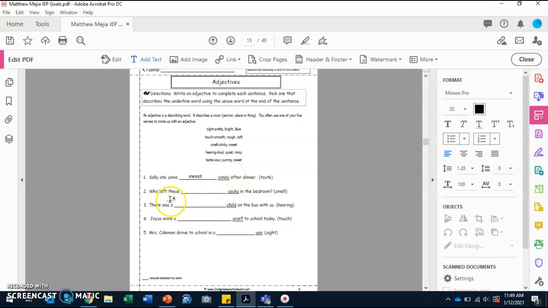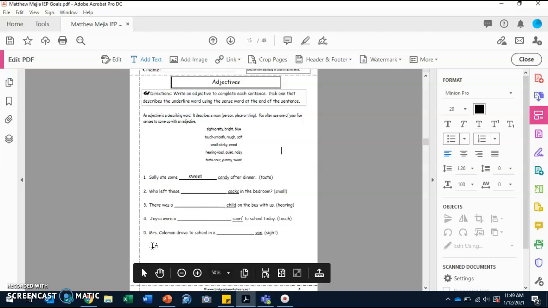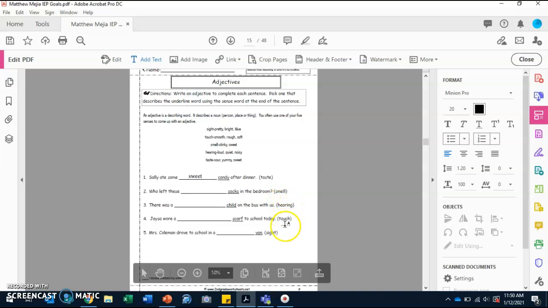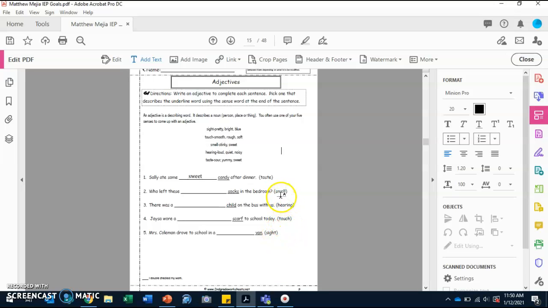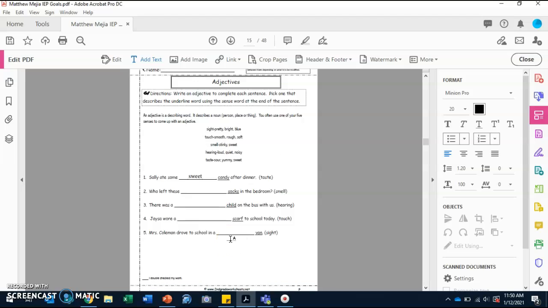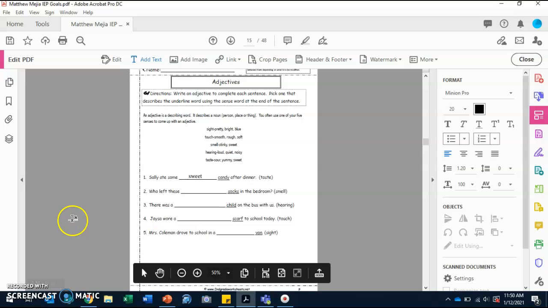Anything we could have put in here that is describing the noun. And that is what you are going to be doing for the rest of the questions, Matthew. Depending on the noun, they want you to put an adjective. They want you to describe that noun. And they're giving you the senses here on the side to help you out. So anything that has to do with these senses, you can use any word that is similar to help you come up with an adjective for this noun. If you have any questions, please let me know. If not, once you are done, we will continue working on goal number 3.